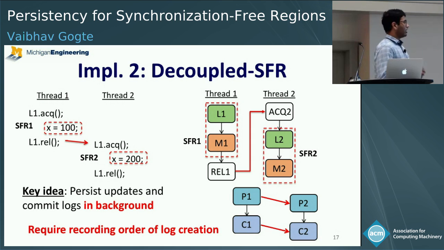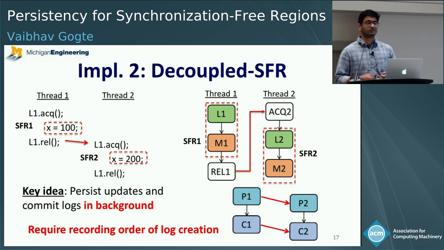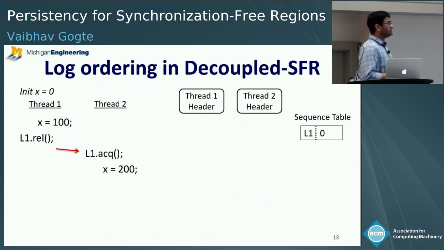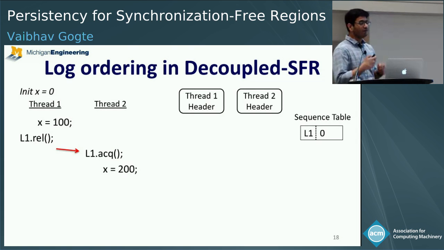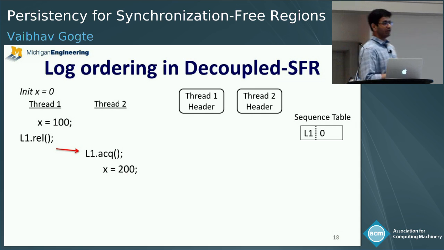Thus, it requires us to record the order of log creation or the order in which SFRs were executed in the first place. Let me show you how we do that during execution by walking you step by step through the execution of this program. Before going to that, we maintain certain metadata in the persistent memory to track the logs. We maintain thread-specific headers. Since there are two threads in this program, we maintain two thread headers. These headers mark the beginning of the logs for that thread. We also maintain a sequence table in the volatile memory that maintains a map of an atomic variable in the program with a counter or a sequence number. This counter is essentially a scalar clock that records partial order of execution of SFRs.